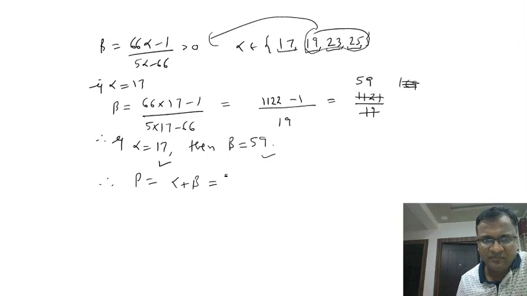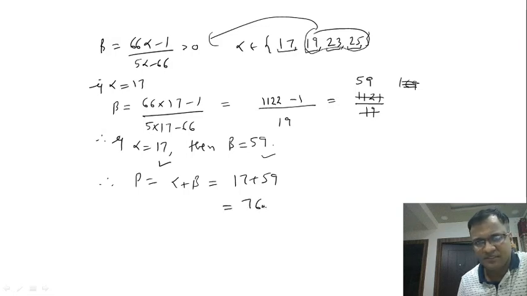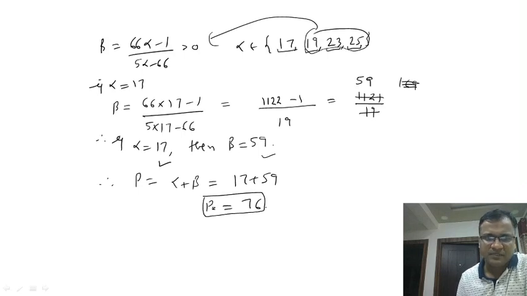So alpha plus beta is 17 plus 59. 59 plus 17 is 76. The largest value of P is clearly 76. Okay, hence proved.